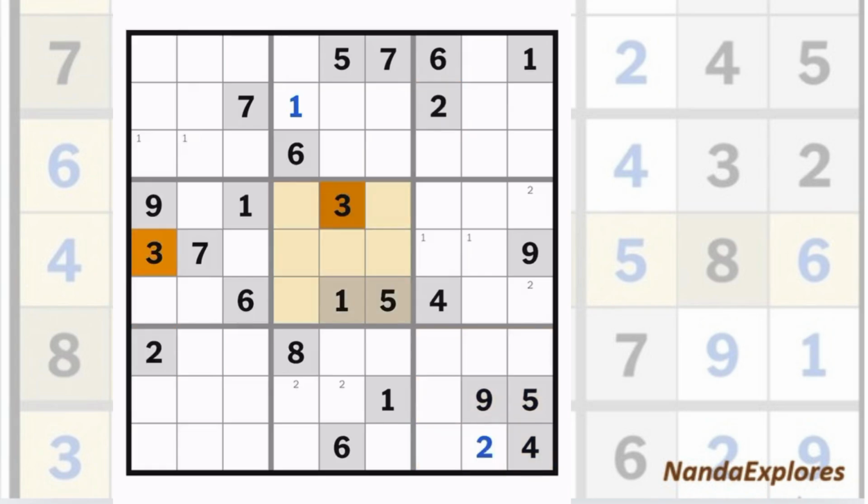And we go to 3. So we get two cells here where 3 is a likely candidate. Then we go to 4. Yeah, here we get two cells here where 4 is a likely candidate.